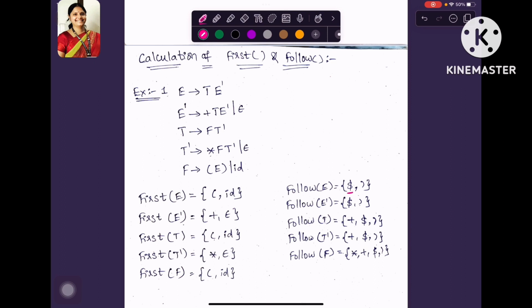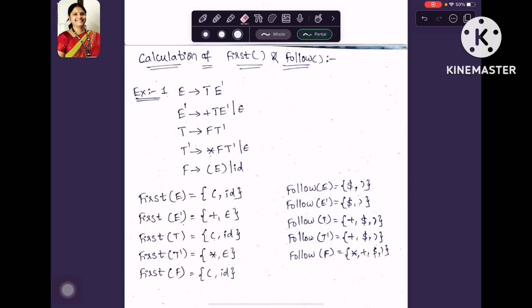So in the right hand side of the production, E is present over here. So for the follow of E, the immediate follower of E is the closed parenthesis. As it is a starting symbol, we have placed dollar, and follow of E will become the closed brace. So follow of E is dollar and closed brace. Next we will calculate follow of E dash.